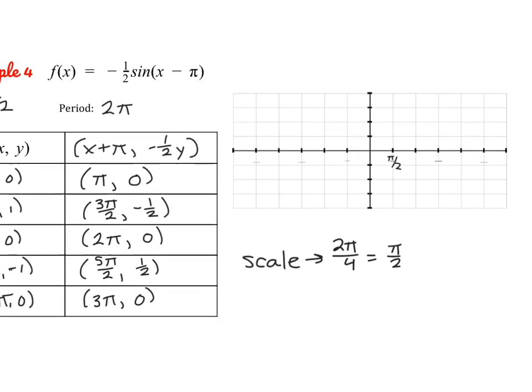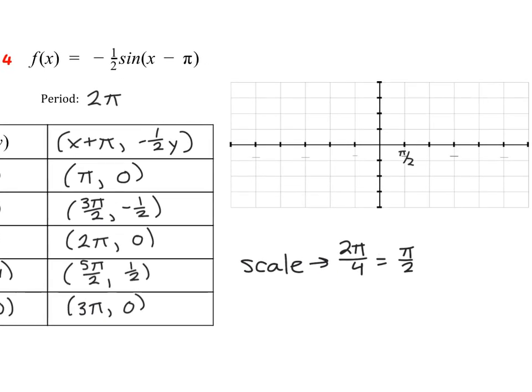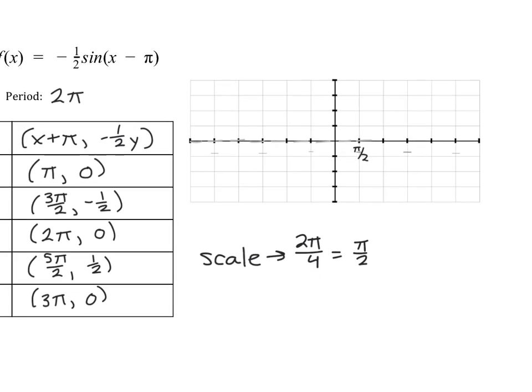And now let's sketch in our midline and our max and min. So in this case, our midline is at y equals 0 because we don't have any vertical shift. However, since our amplitude is 1/2, that is going to change where the max and min are. So here, let's call this 1. So 1/2 would be that first tick mark. And negative 1/2 would be right here.